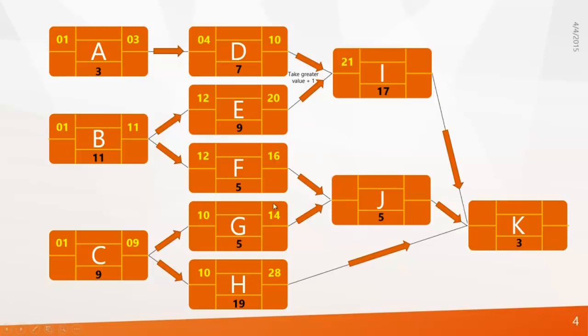Same goes for activity J. So I hope you understood, and calculate the early finish for I and J. So it is 37 and 21.